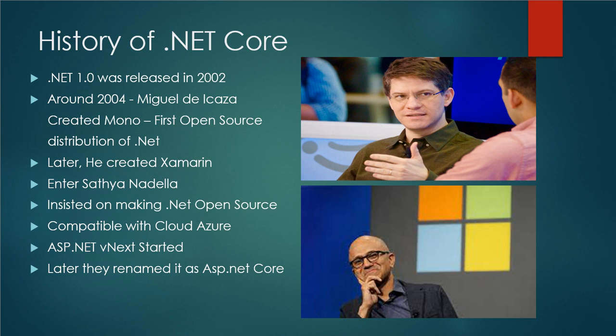So basically he took the .NET framework documentation and created his own version of the .NET framework called Mono, which works on Windows as well as Mac, Linux, everything. That's kind of the first open source version of .NET.